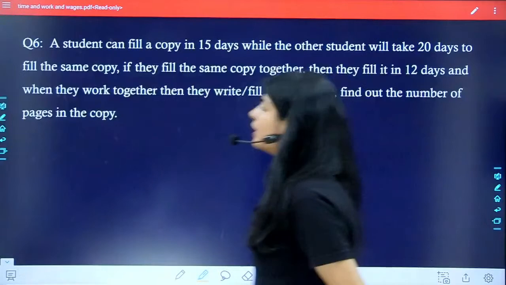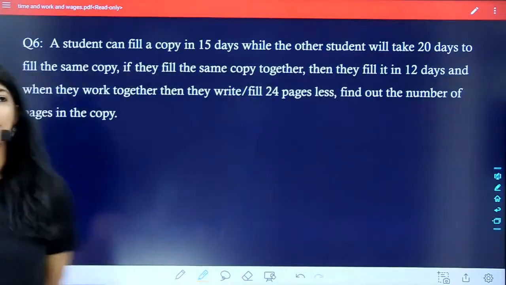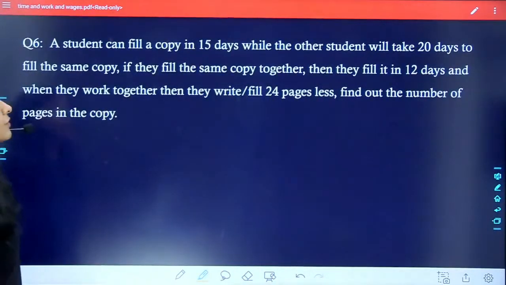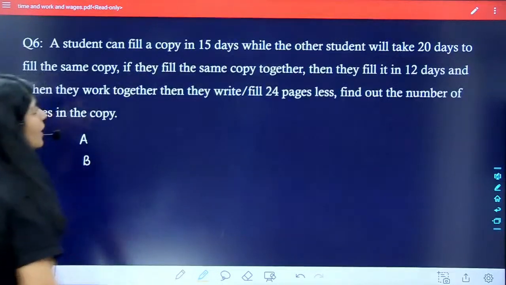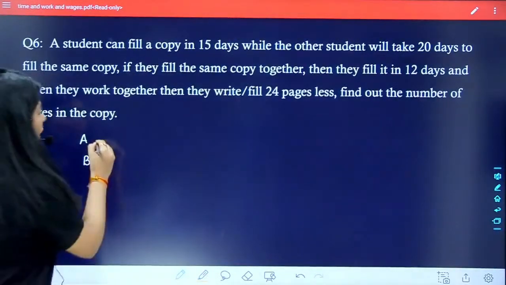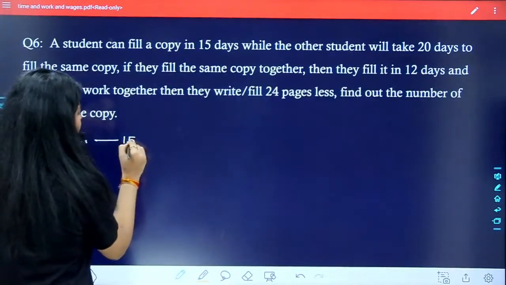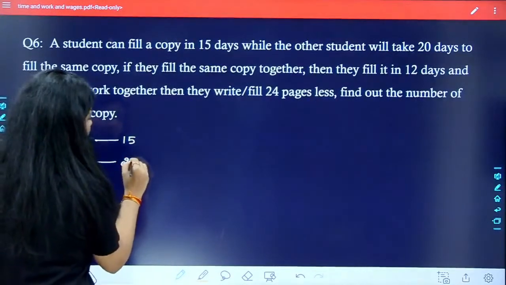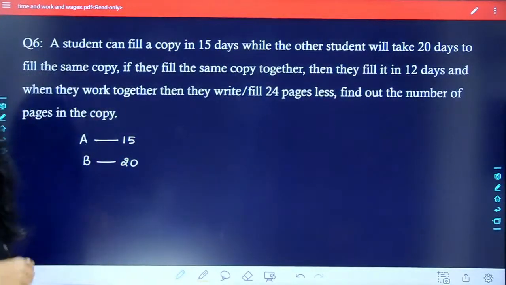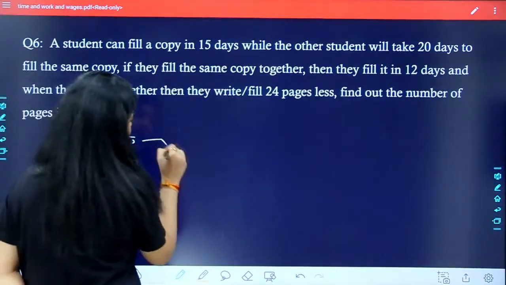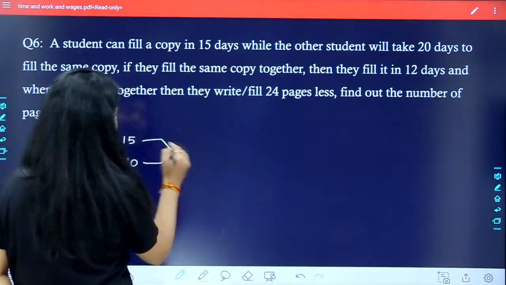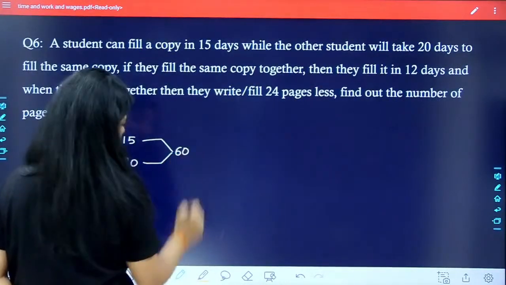How will we find out the number of pages in the copy? Here we have two students, let's suppose A and B. A can fill the copy in 15 days, whereas B can fill the same copy in 20 days. Now again we have to follow the same procedure. First we take the LCM, and the LCM over here is 60.